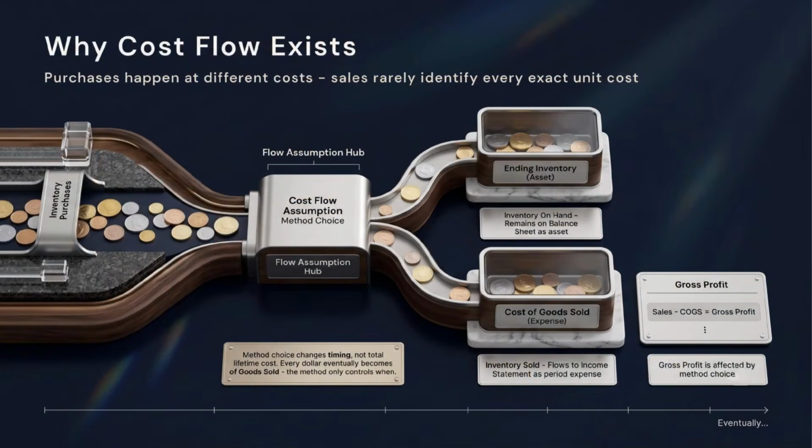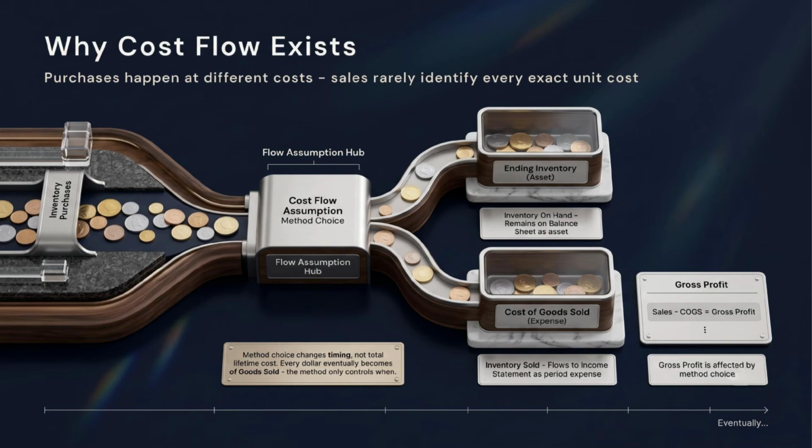Cost flow methods exist because purchases often happen at different prices, but sales do not always identify the exact unit cost. Ending inventory tells us which costs remain as an asset at period end. Cost of goods sold tells us which cost became an expense during the period. Gross profit is affected because revenue is reduced by the assigned cost.